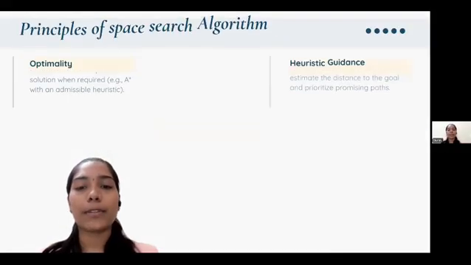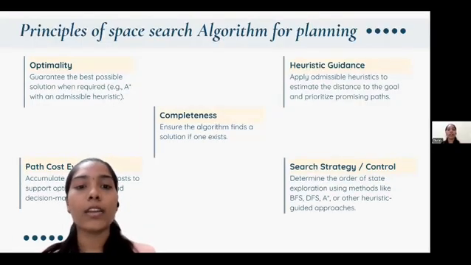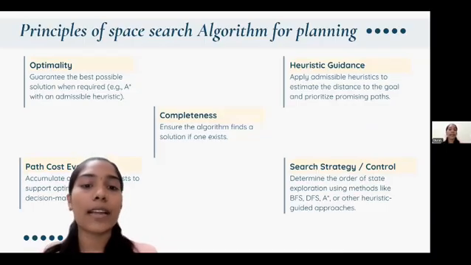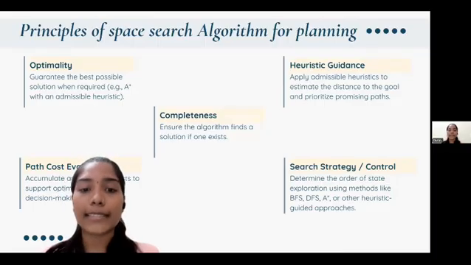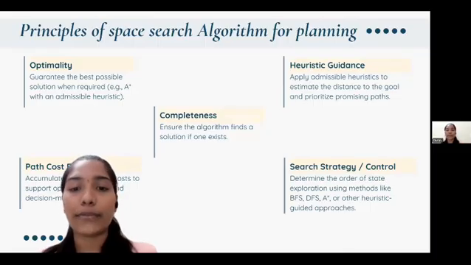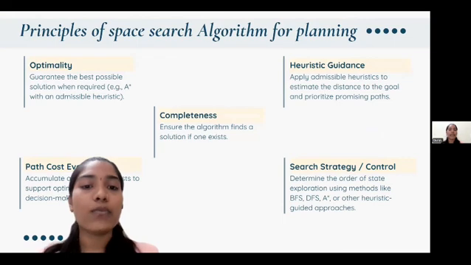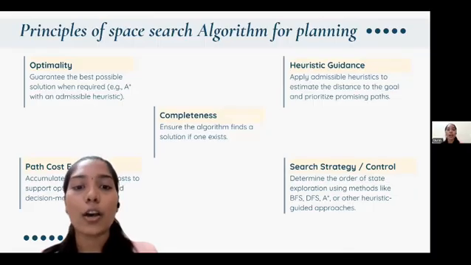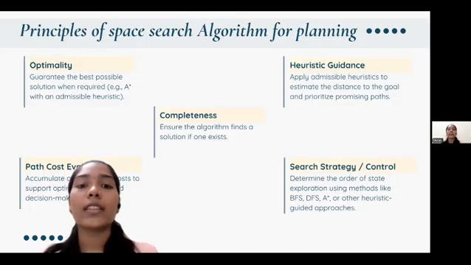Let's talk about the main principles behind this algorithm. The first one is heuristic guidance. It means using smart guesses to move faster towards the goal. Next is the search strategy. It decides the order of the exploration of states, like breadth first search and depth first search. Then we have completeness, which means the algorithm should find a solution if one exists. Optimality means finding the best solution. And lastly, path cost. The algorithm keeps track of how costly each path is so that it can choose the best one. These principles make the search process smart and more effective.